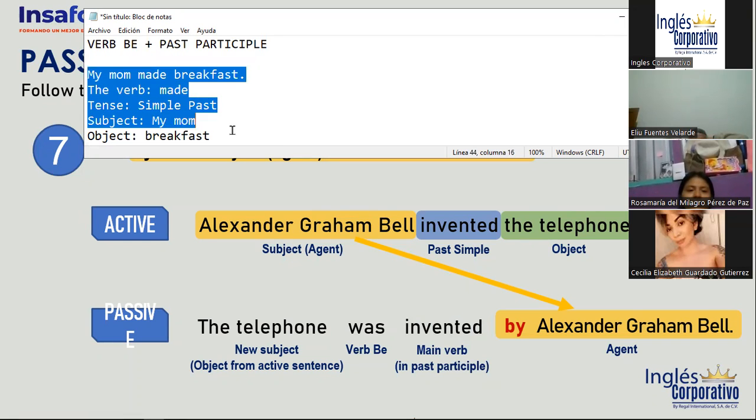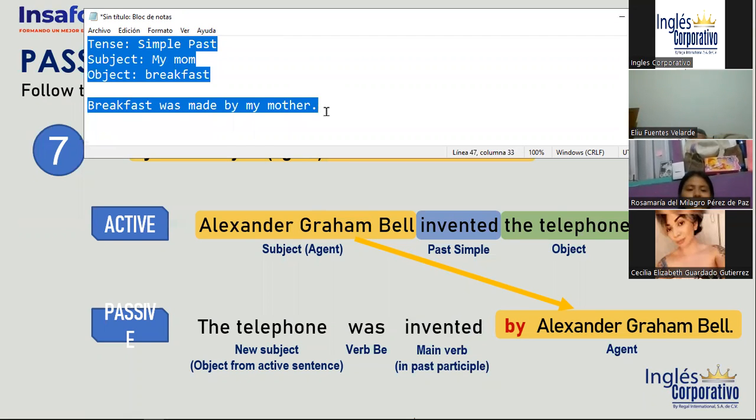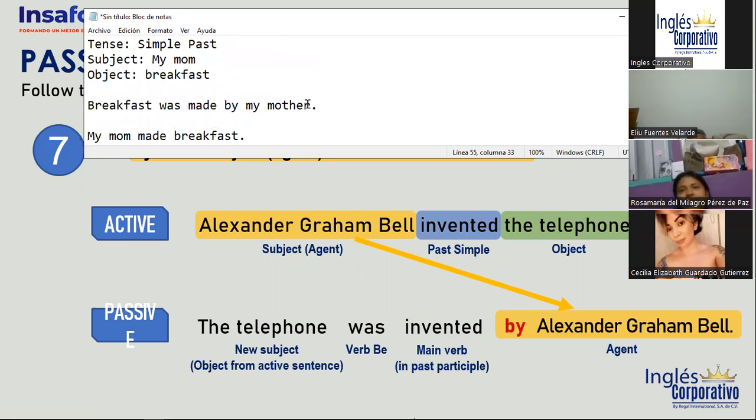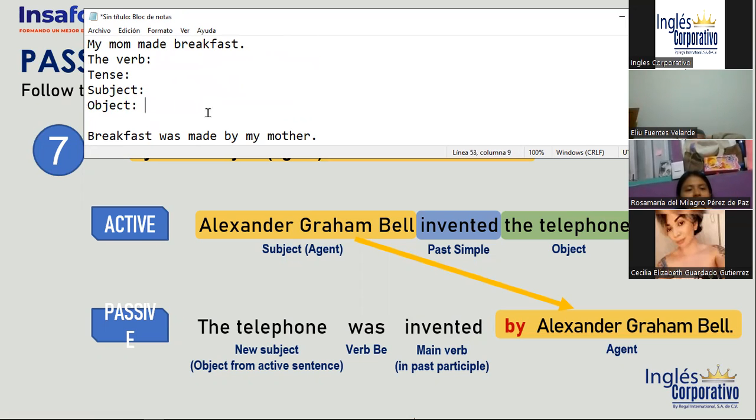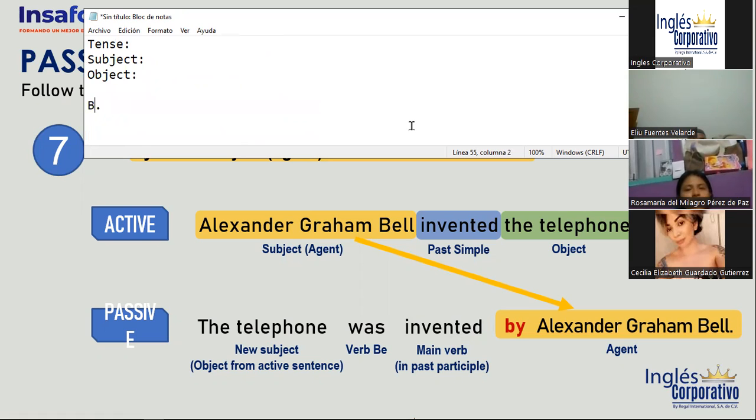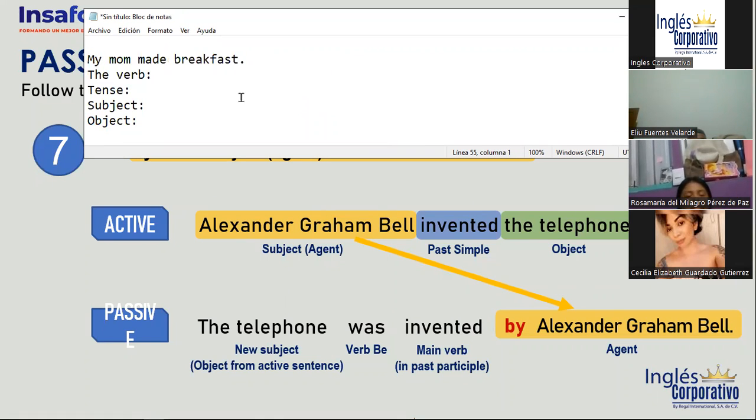Ahora hagamos lo mismo con otro tense. Deme otro ejemplo, Rosa María, que no sea en pasado. Dígame uno al azar. My sister go to the school. No, pero sería con un objeto. Por ejemplo, algo en futuro. Okay. Por ejemplo, puedo decir algo como: my classmates will celebrate my birthday. Okay. My classmates will celebrate my birthday.